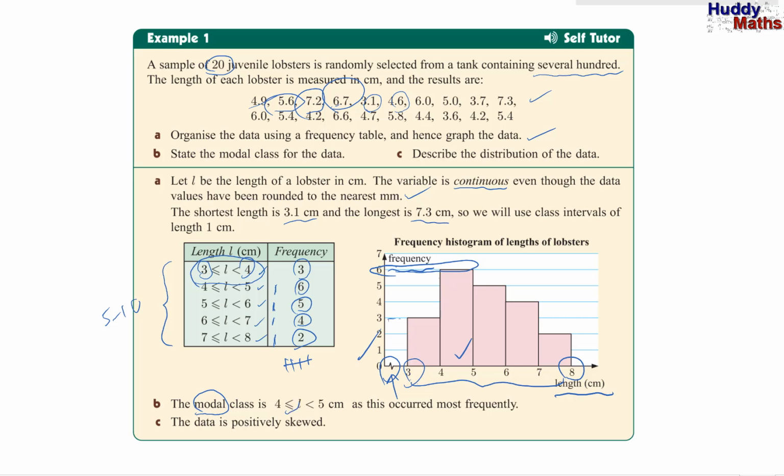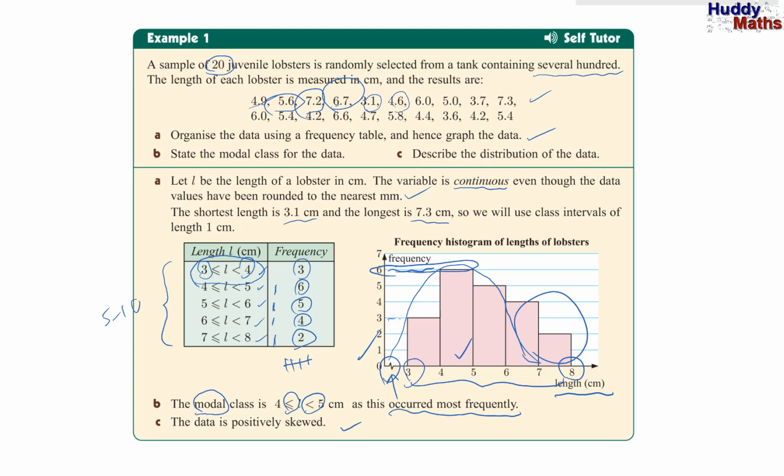And just look at the way we represent that. 4 is less than or equal to L, less than 5. And that occurred most frequently, so that is the modal class. And the data is, well, we've got some pattern here, but really that's too heavy on the right-hand end, so it's positively skewed. So giving people a good description of what this group of lobsters is looking like.